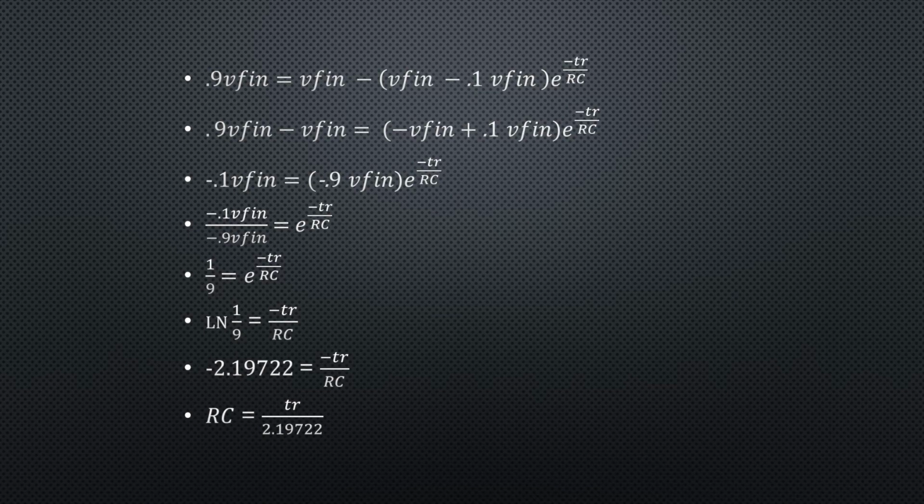So here's all the algebra that goes along with simplifying this equation now that we have it in terms of rise time. The one step we should probably stop and take a look at is about halfway down, where we've got 1 over 9 is equal to e raised to the negative rise time over RC.